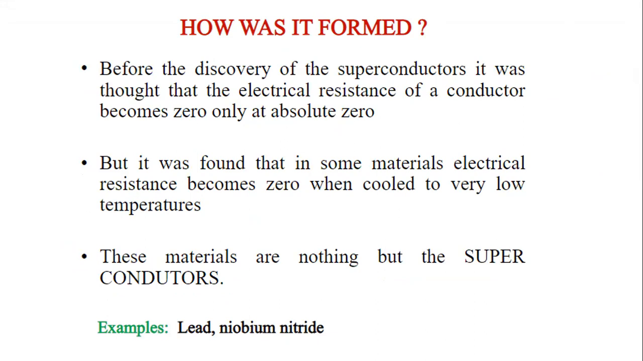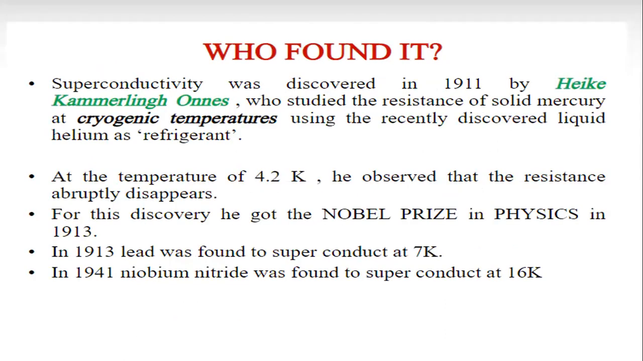The materials which exhibit high conductivity at very low temperature are called superconductors, for example lead and niobium nitride. When I talk about temperature, there are a few materials. Mercury, at a temperature of 4.2 Kelvin, behaves as a superconductor, and lead at 7 Kelvin behaves as a superconductor. Like this, Kamerlingh Onnes achieved a Nobel Prize.